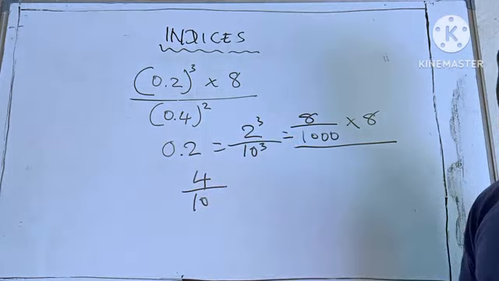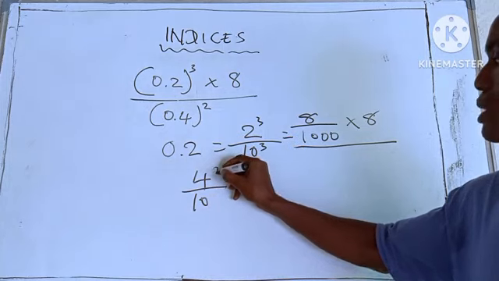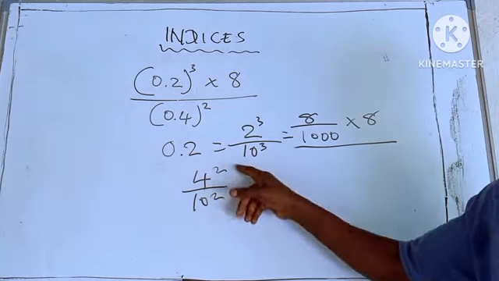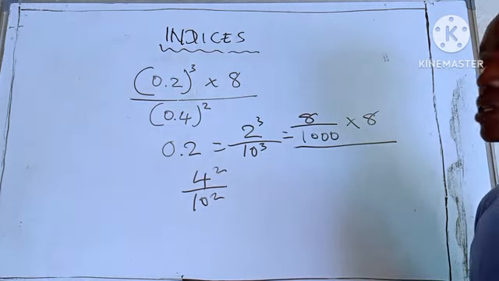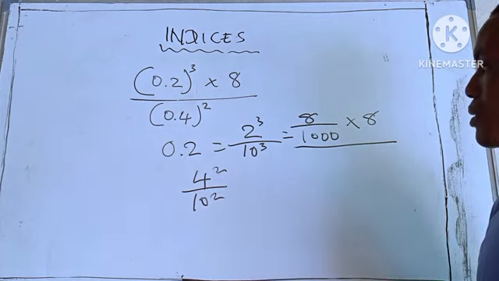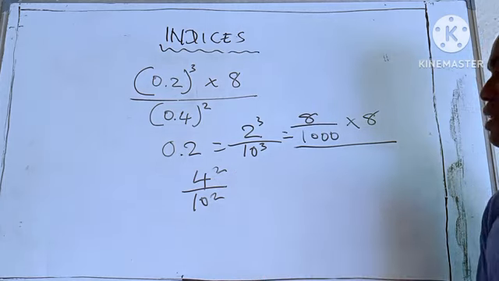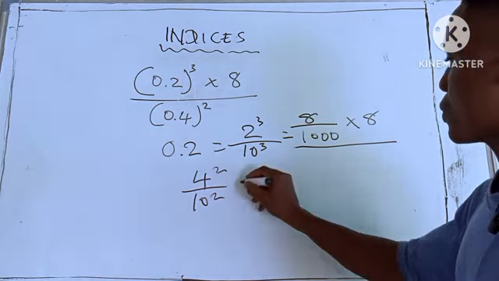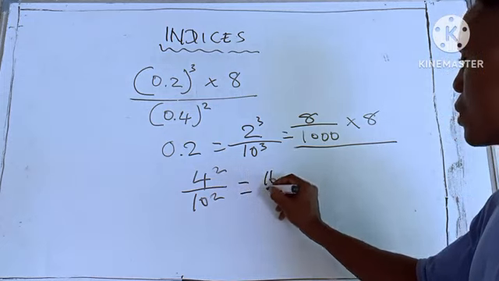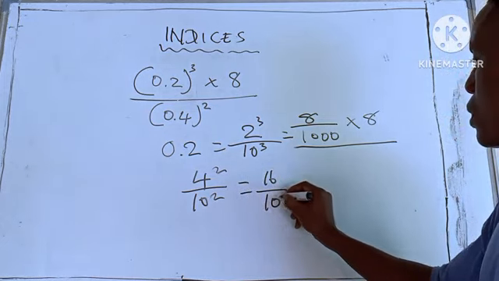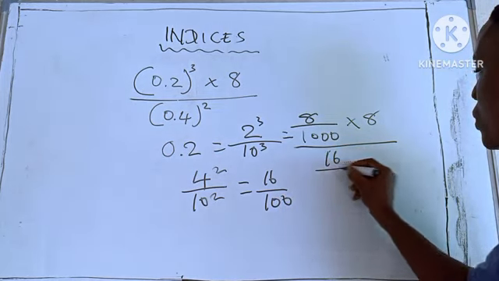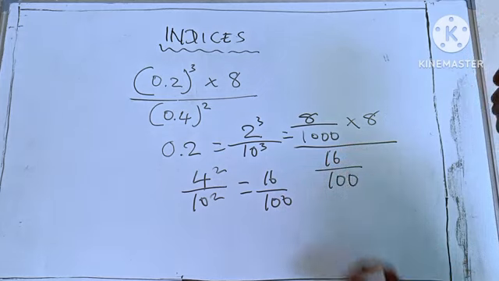Now we have square on top, right? Raised to power 2, so it's affecting both the upper one and the lower one. So 4 squared means what? 4 times 4, which is what? 16, right? Then 10 times 10 is what? Is 100, right? So we have 16 all over 100.